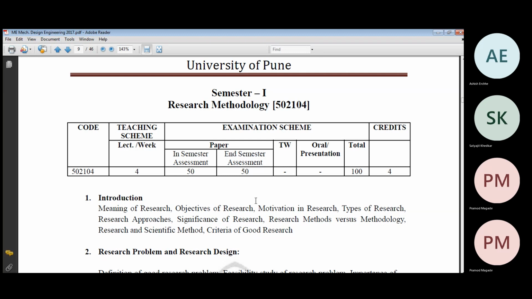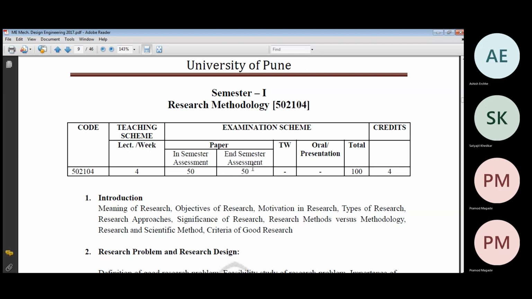And in case of the end-sem examination, it is totally based on the university point of view. The university is going to conduct this examination. In the previous year, as per the COVID situation, they conducted the end-sem examination on the basis of multiple choice questions, objective type. So the question bank and all those things I have already provided to the students.